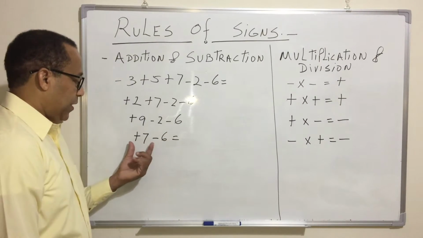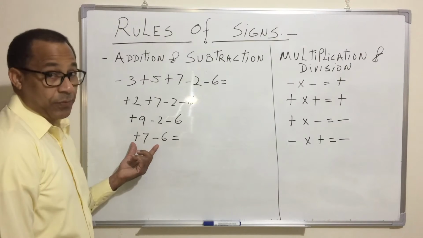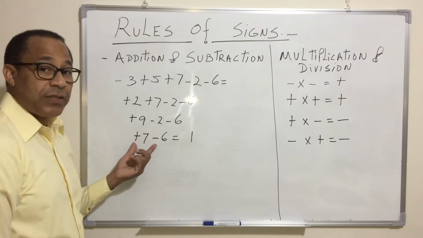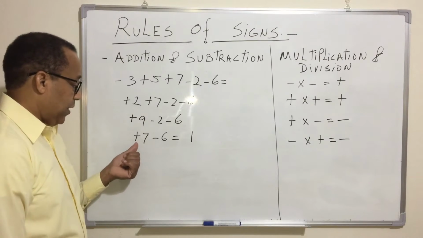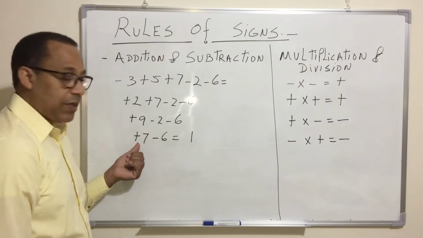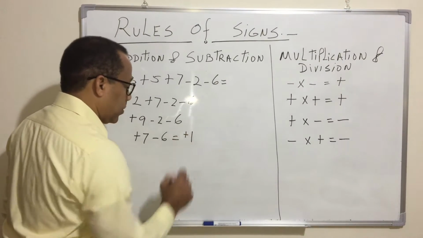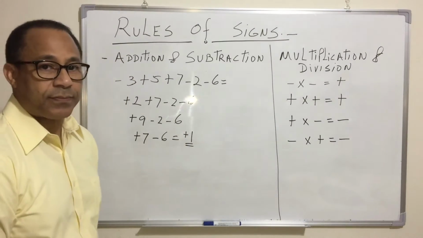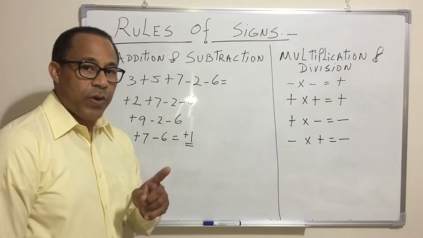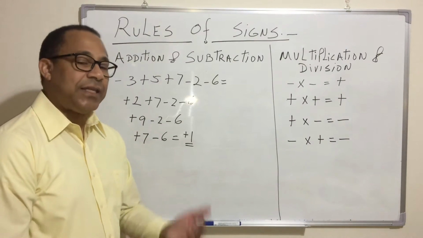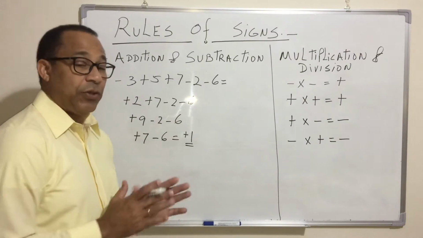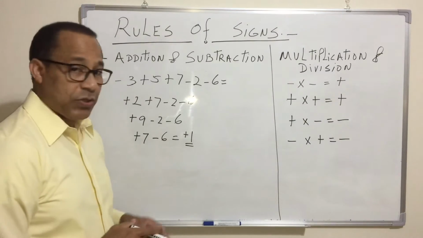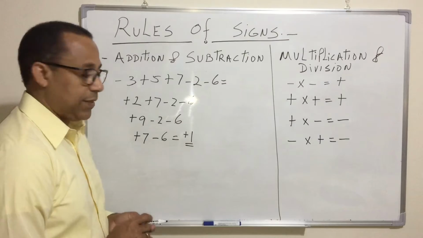Once again, the signs are different, I subtract the numbers, so this will be 1. And I copy the sign of the greatest of the numbers, which is 7. It's a positive sign, so this will be plus 1. And this is the final result. This is one way of solving this one. Let's see another way, and when I do it this way, obviously we are supposed to get the same result, positive 1. Let's see.